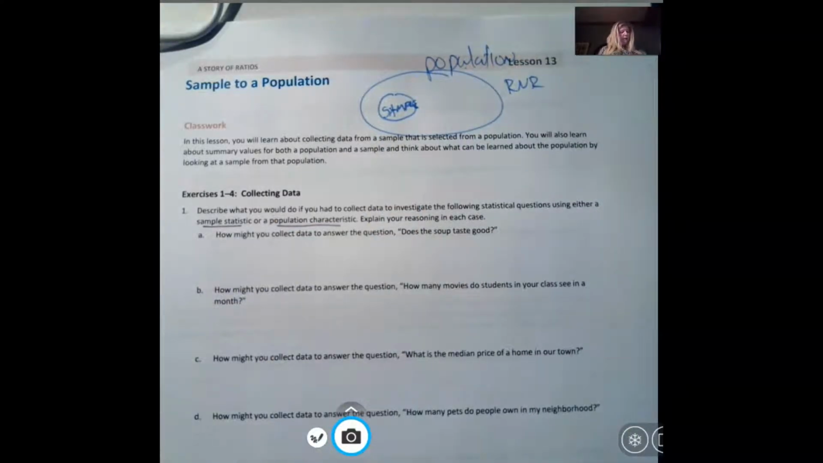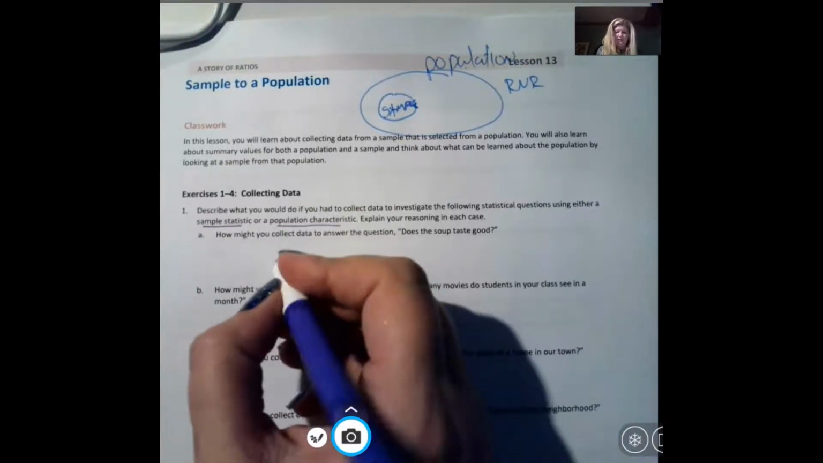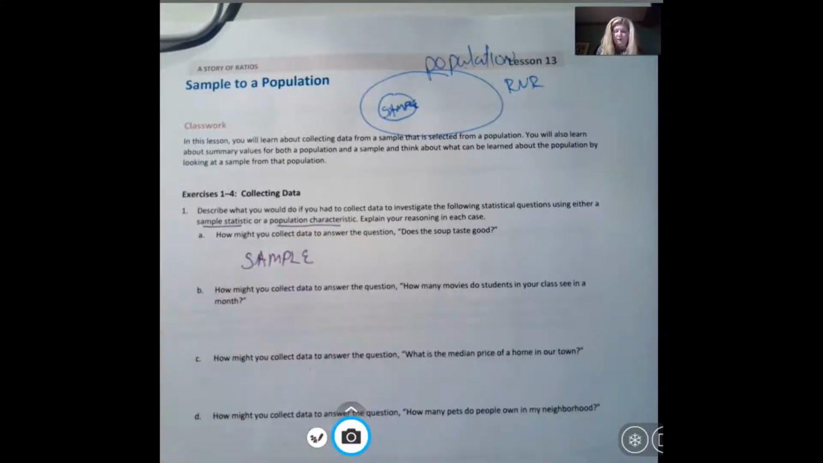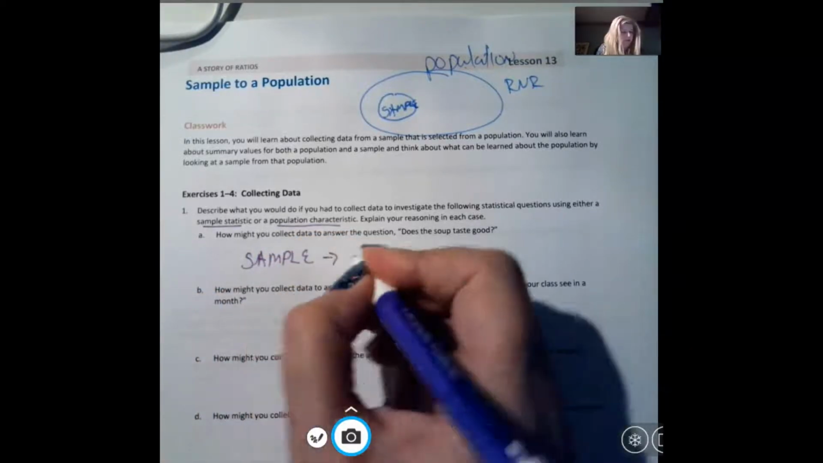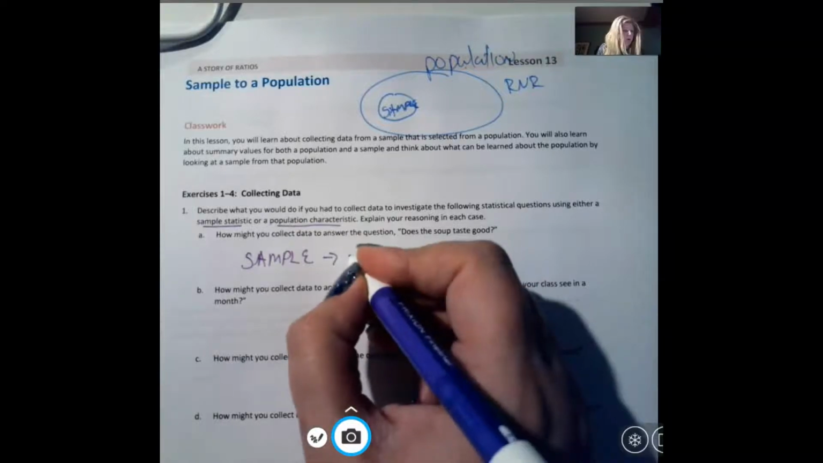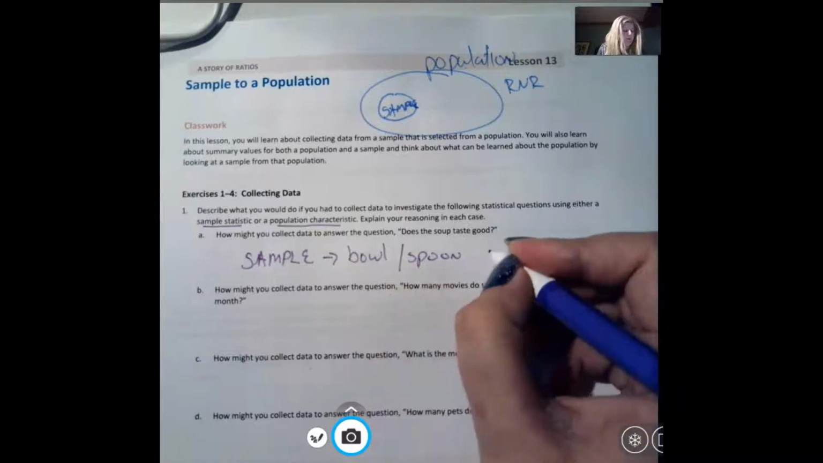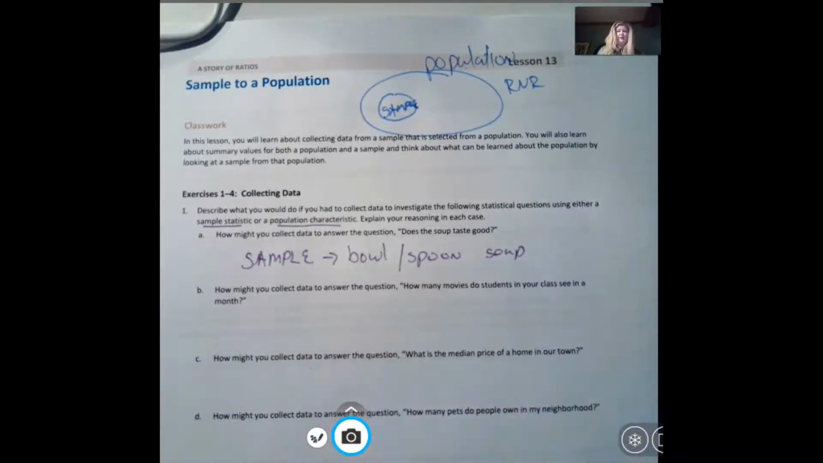So, how might you collect data to answer the question, does the soup taste good? Well, I'm not going to eat the whole pot of soup. That's the population. Instead, to determine if the soup tastes good, I'm going to have a sample. And I think I would just do maybe a spoonful or a bowl of the soup to see if it tastes good. I'm not going to have the whole pot of soup. That would be the population.